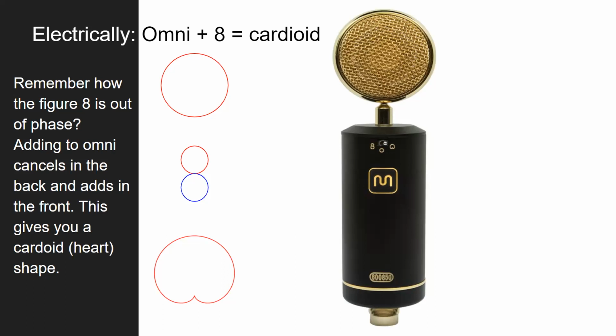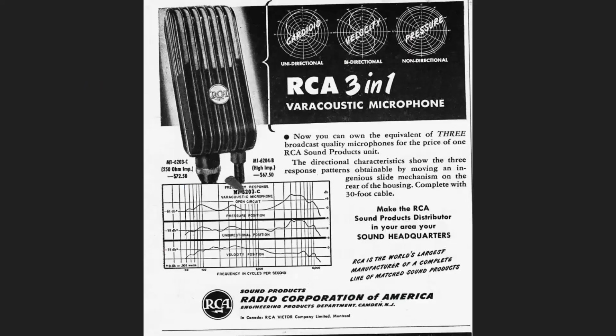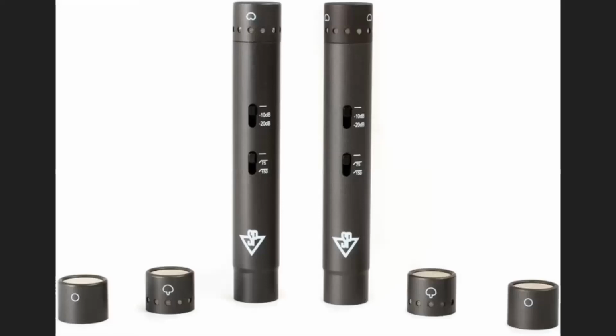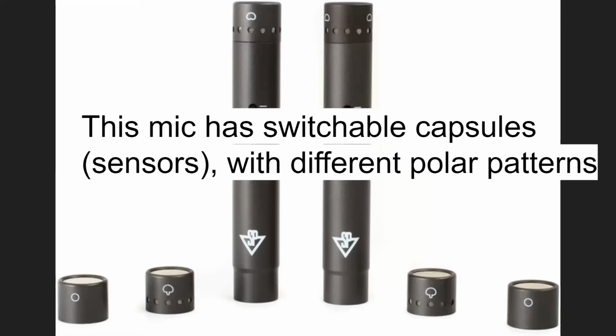You can make this happen electrically. It's also designed as this classic RCA mic. You can also make this happen acoustically. So if you look at some of these condenser mics, I have some mics that are like this. That little thing on the end unscrews, and you can get different polar patterns by changing the capsules. They're actually all the same sensor. It's just the acoustic properties that change it.